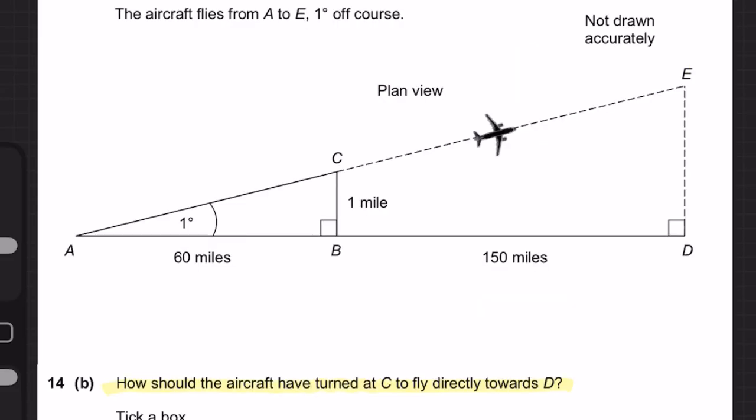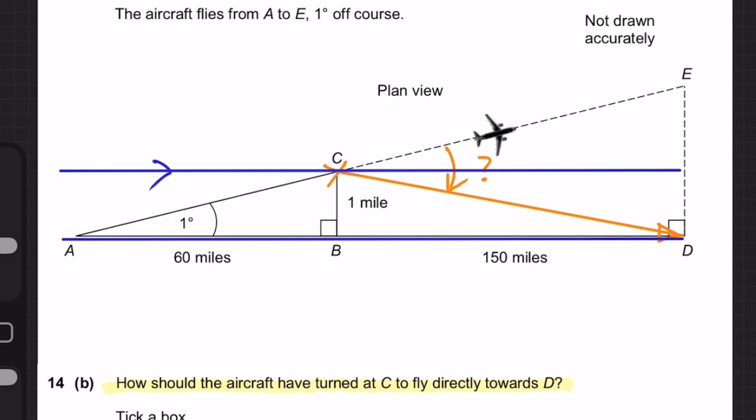The second part of the question says, how should the aircraft have turned towards D when it was at C? So it's off course, remember, but then the question is about going to D. So we have to figure out, what would it have to turn? This is the angle. What would that be for it to get back on target? So this time, to work out whether that angle should be 1 degree or 2 degrees or something else, we're going to use parallel lines.